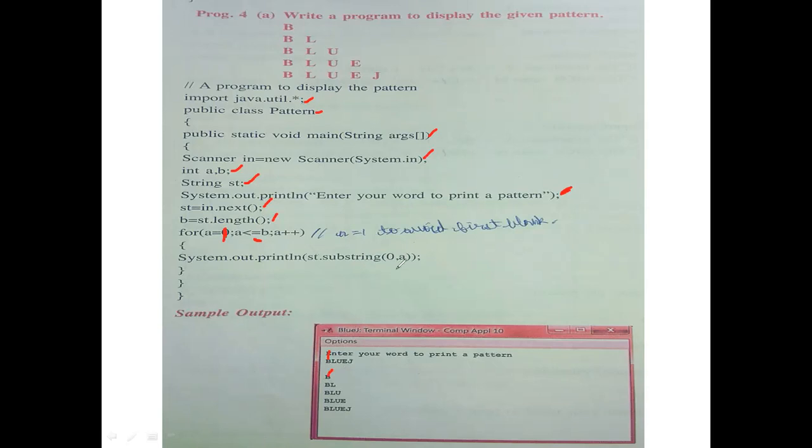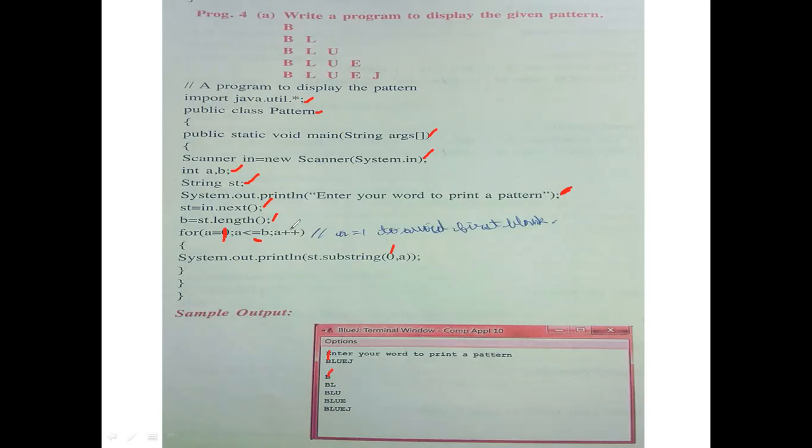Without knowing this function, without knowing all these functions, we cannot write a Java string program. So I focused on functions first, right? From zero position to a; zero is constant, a will keep on changing. First time a is 1. 0 to 1 means the zeroth character B is printed.